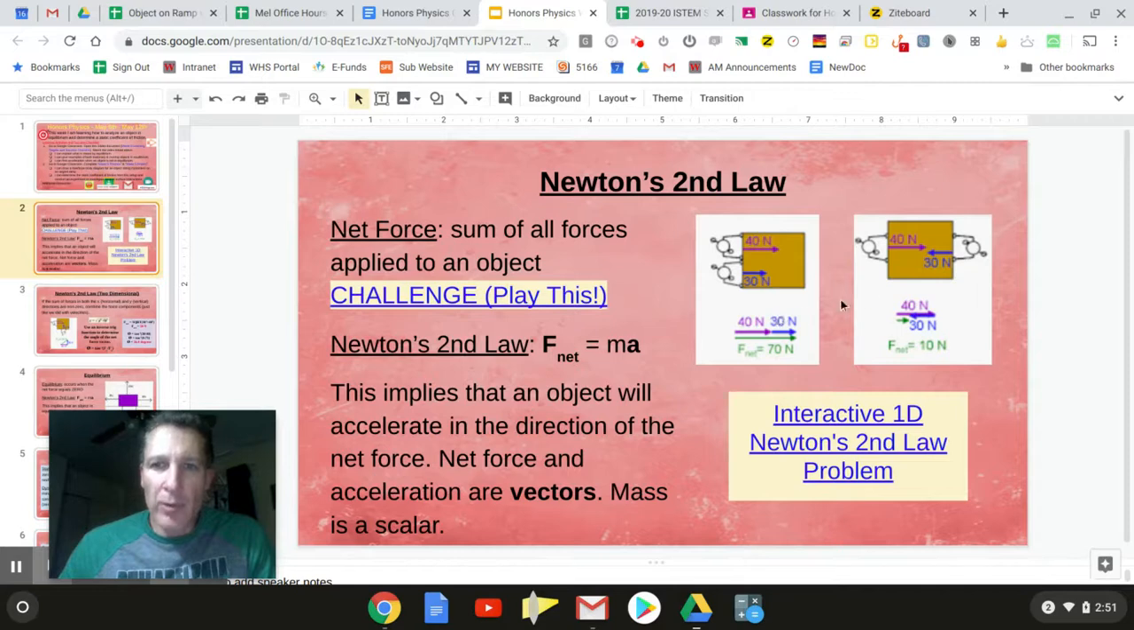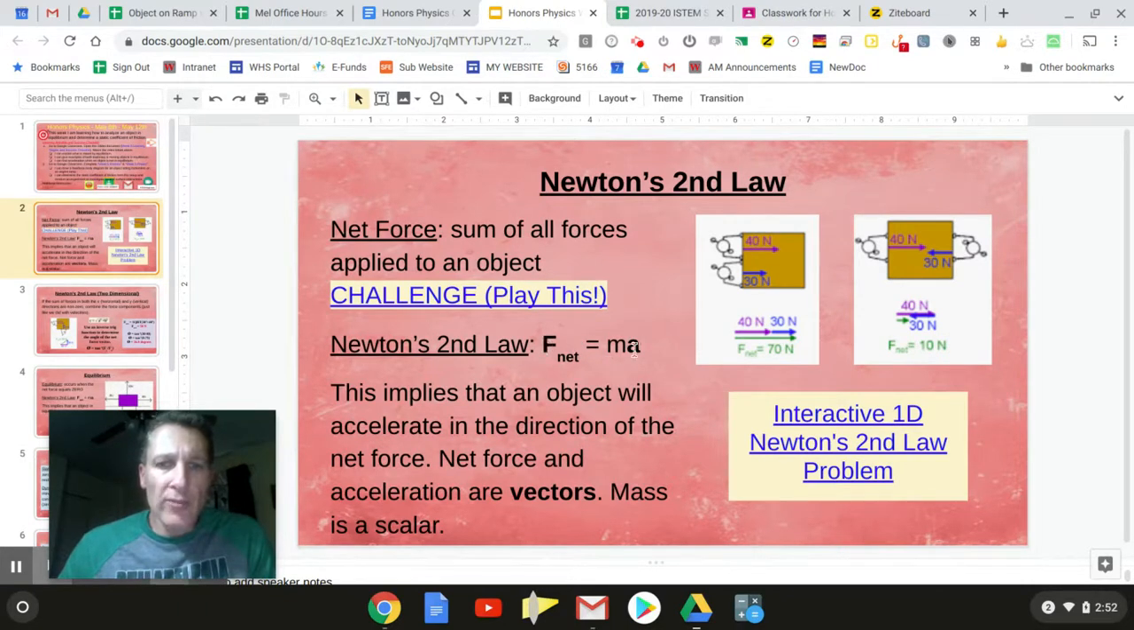In the examples to the right, if forces are in the same direction, you can simply add them together to get the net. If they are in opposite directions, you can subtract them to get the net force. F net equals ma is Newton's second law.